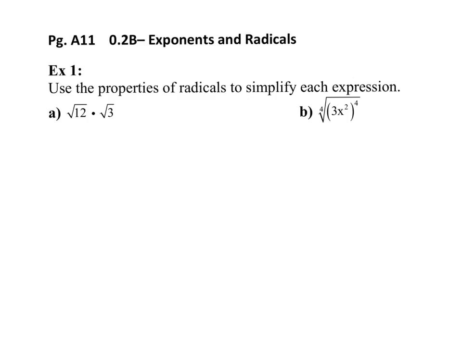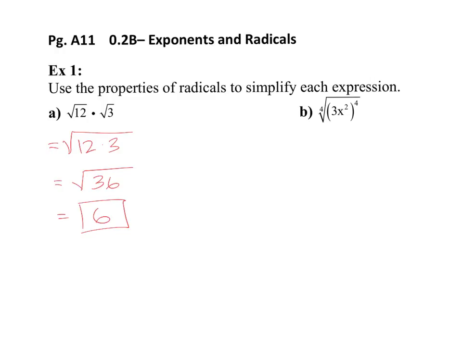Okay, starting lesson 0.2, part B. Use the properties of radicals to simplify each expression. For part A, we could rewrite this expression as one radical of 12 times 3. Then we have the square root of 36, which is 6.